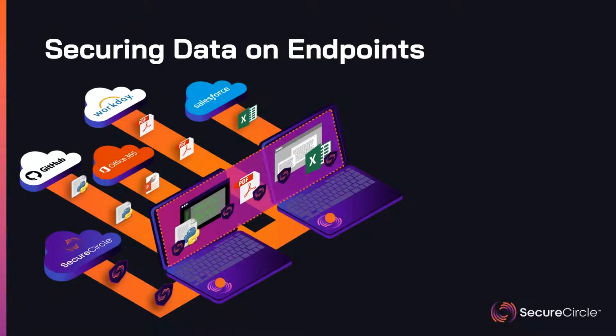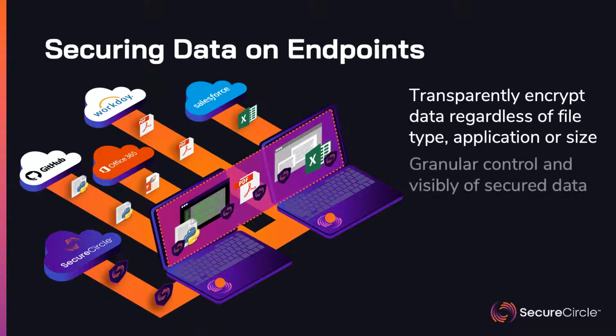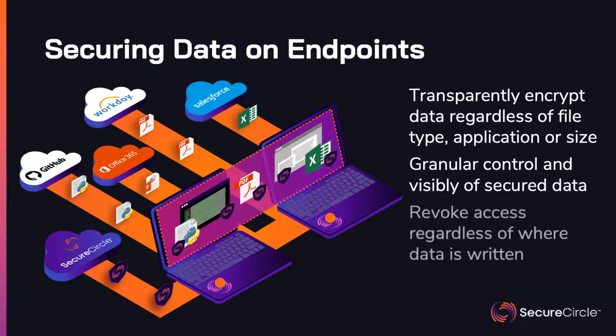At SecureCircle, we help our customers achieve zero trust by securing data on endpoints. We do this by transparently encrypting data regardless of file type, application, or size. We provide granular control and visibility of data that's secured. And our customers can revoke access to data regardless of where the data is written.